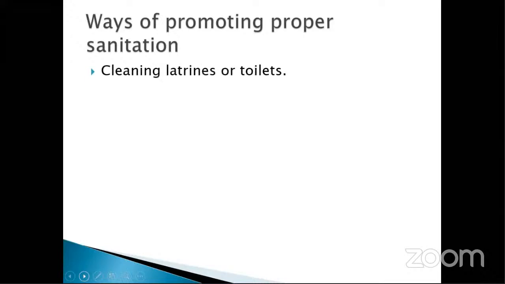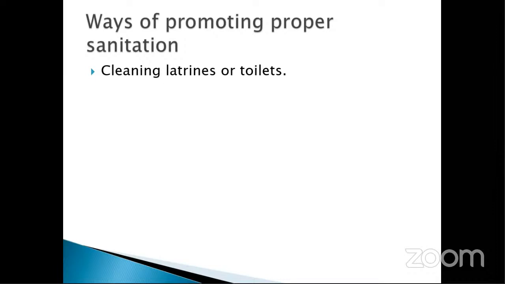It's good that we have already mentioned some of these ways. The other one is cleaning latrines or toilets. You can clean latrines or toilets in different ways. You can clean them by scrubbing. You can also smoke the latrines and so many other ways.